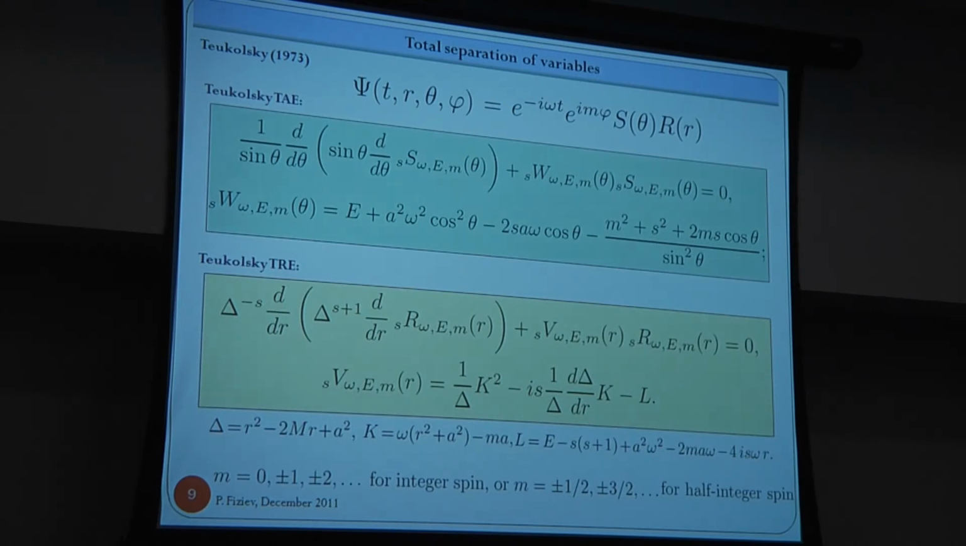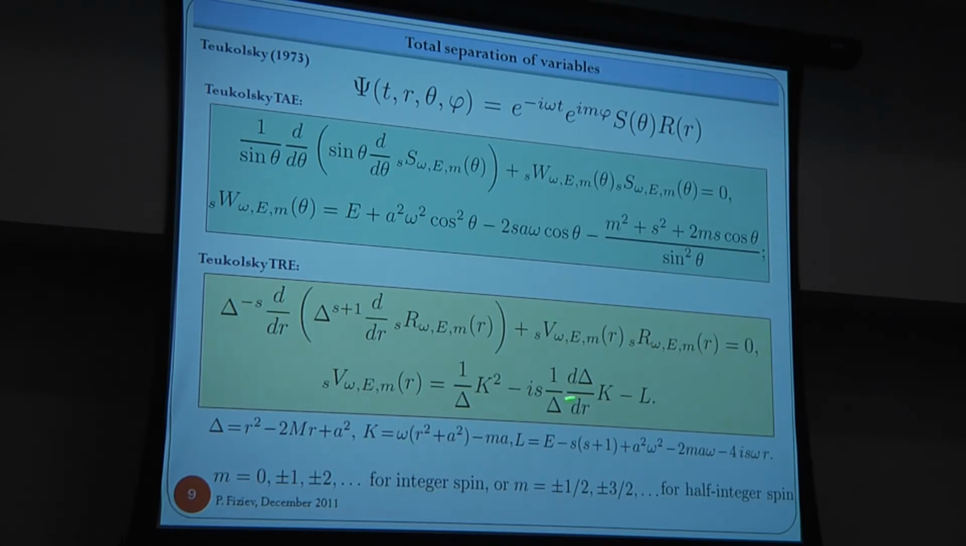And it was a miracle that Teukolsky succeeded to reduce these differential equations to two ordinary differential equations using the standard approach, this substitution. So we obtain Teukolsky angular equation, this one, and Teukolsky radial equation, using standard notations in this business. And to obtain quasi-normal modes, I have to solve this system of two ordinary differential equations in which we have two complex parameters.